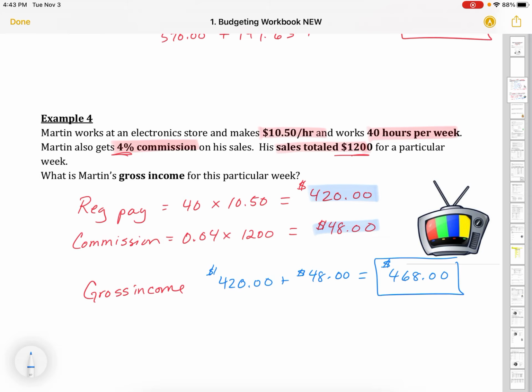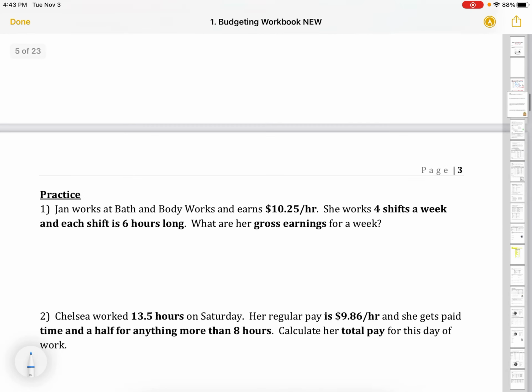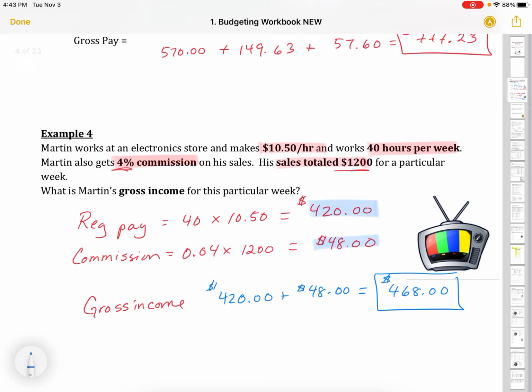Okay, so that's that first lesson, and it's income. Now you're going to do some practice where you're going to look at different circumstances and situations, and you're going to figure out how much money each of those people are going to be earning. There's an answer key to check your work, so have at her.